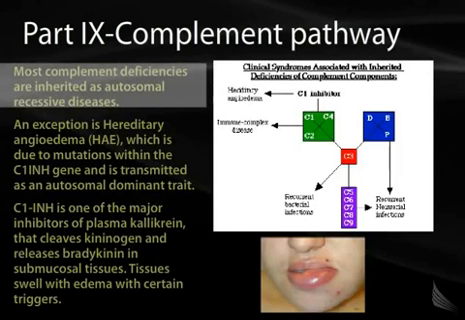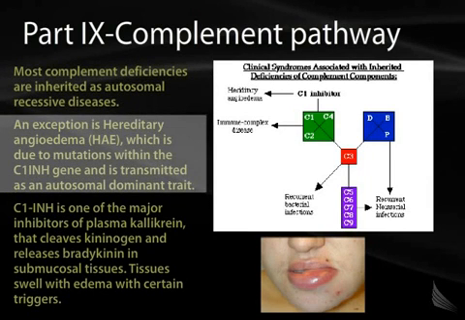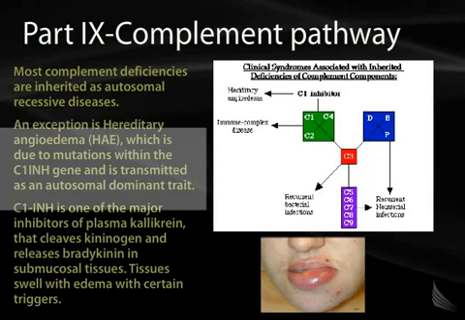Complement pathway also has some deficiencies. Most of them are inherited as autosomal recessive diseases. An exception to this rule is the hereditary angioedema, which is actually a dominant trait. It's due to mutations within the C1 inhibitor protein.